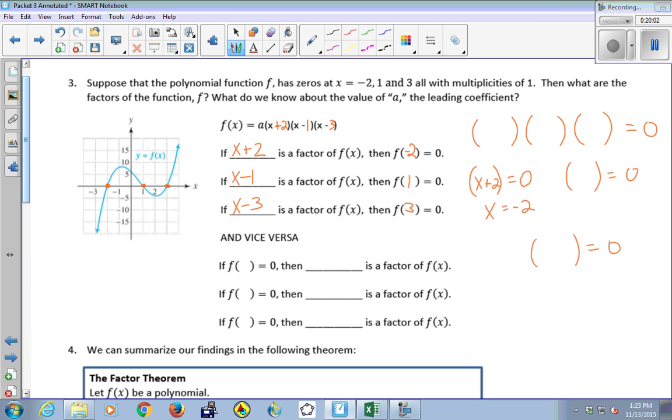And vice versa, right? If f of negative 2 is 0, that means x plus 2 is a factor. Okay, so if you know a factor, you know a 0. If you know a 0, you know a factor. If f of 1 is 0, x minus 1 is a factor. f of 3 is 0, you know x minus 3 is a factor.